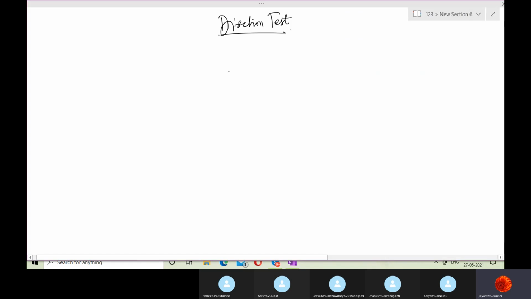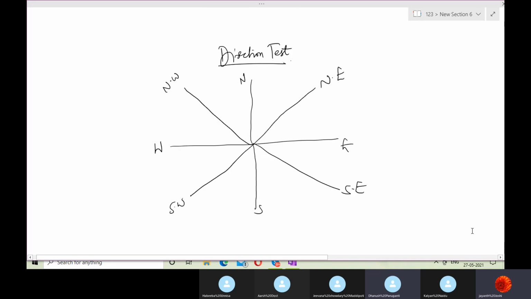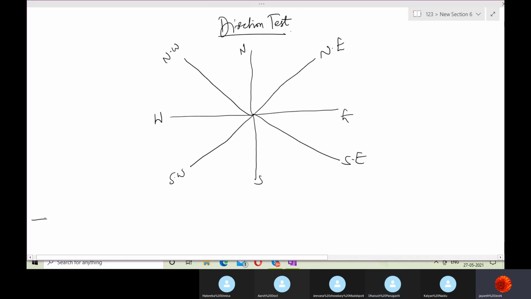Okay. So, direction test. You may know what the directions are. I start from the center and draw a line like this. You know, this is north, this is south, this is east, this is west, this is northeast, this is southeast, this is southwest, this is northwest. Now, taking these directions into consideration, you have to solve some questions.